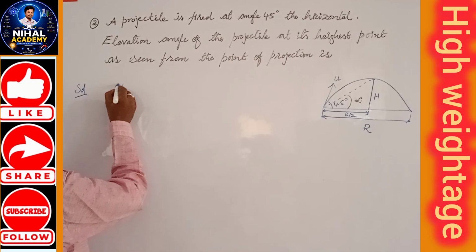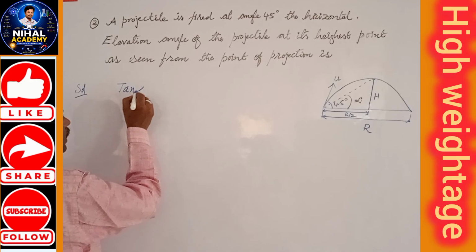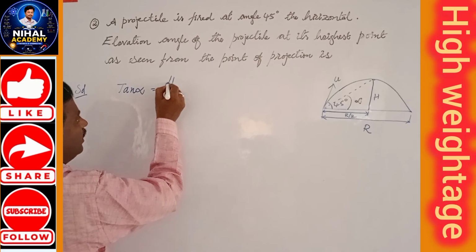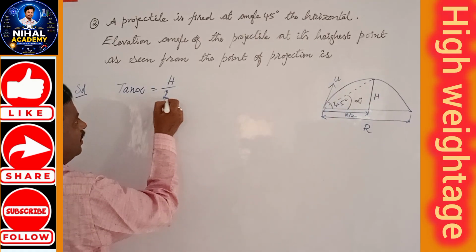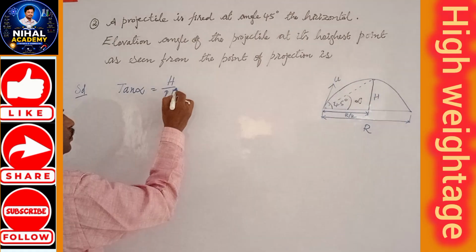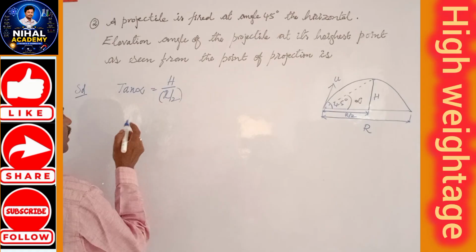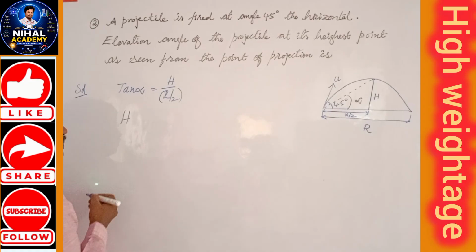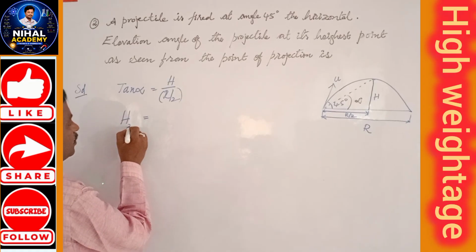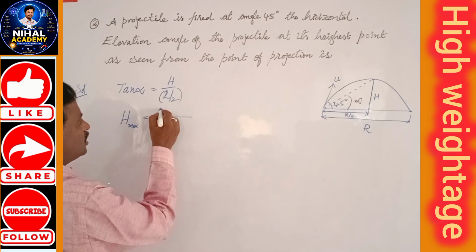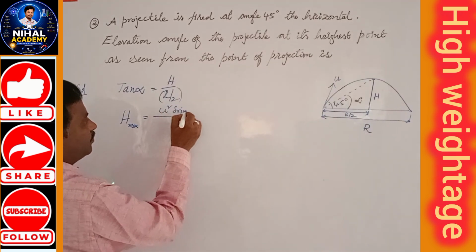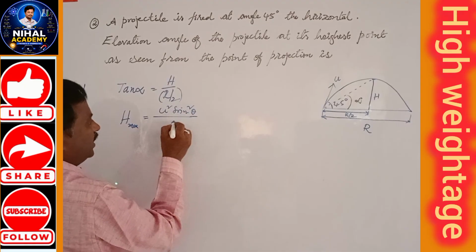So what we have to calculate? Alpha. So tan alpha is equal to h by r by 2, that is, opposite side by adjacent side. Here we have to calculate h and r. H is the maximum height. So this maximum height is equal to u square sine square theta by 2g.